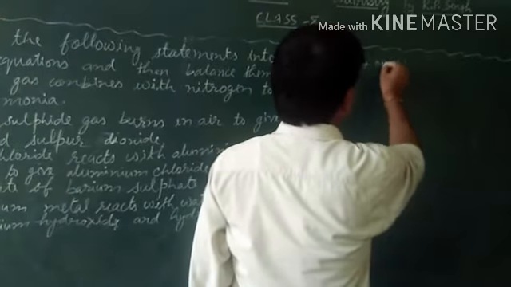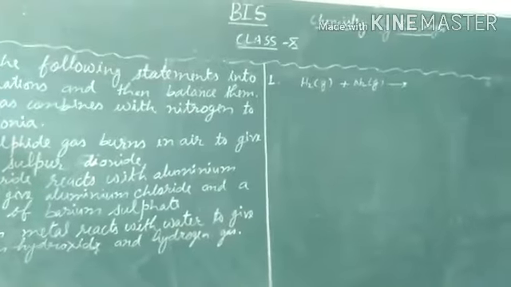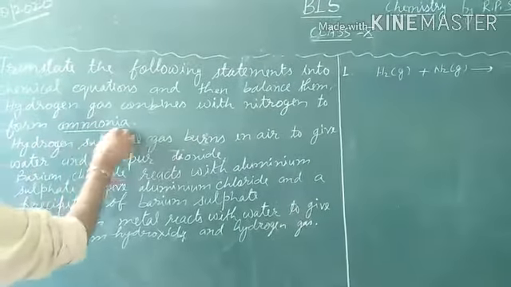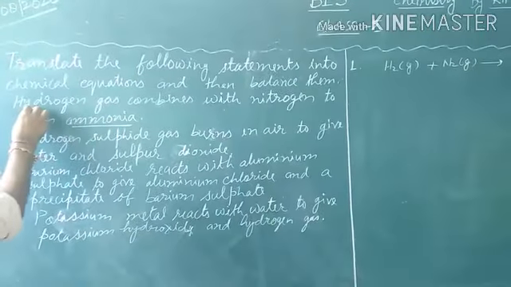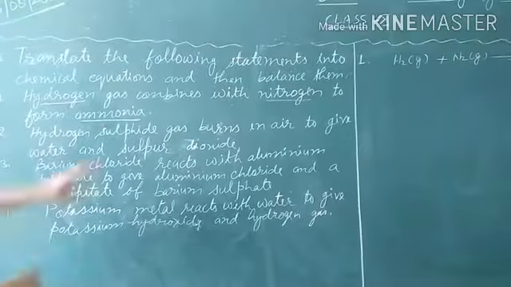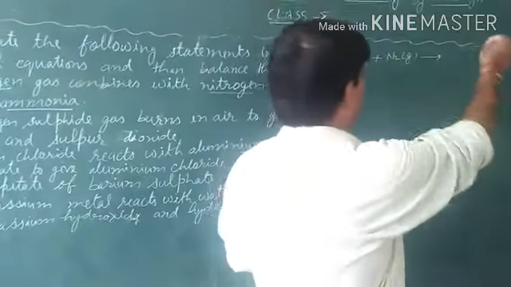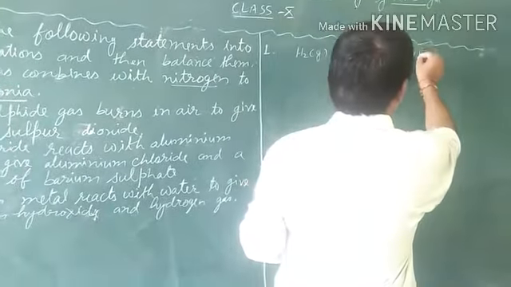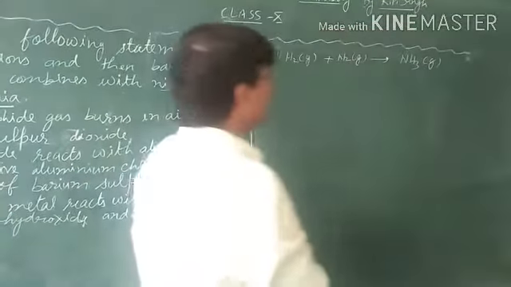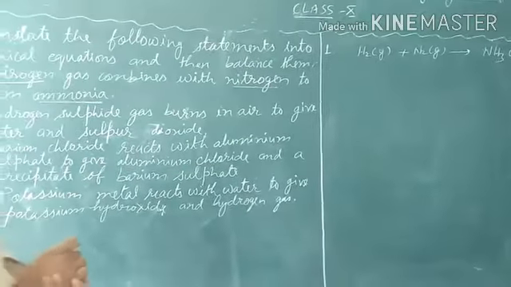This is gas. And look further, what does it say? The answer is form ammonia. What is the product? Product is ammonia. Hydrogen and nitrogen are reactants. Ammonia is the product, so I will write ammonia on the right hand side of the arrow. This is gas. This is the chemical equation. Now I will balance it.